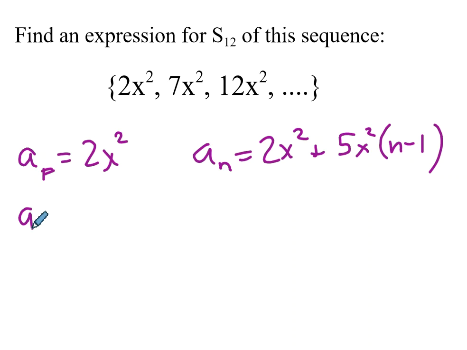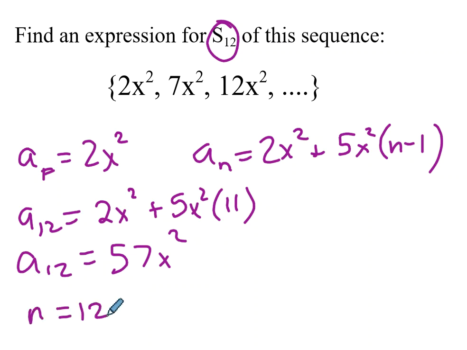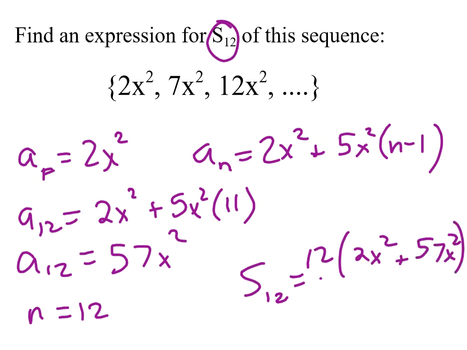And then I need my last term, which is going to be on the 12th term. That's going to be 2x squared plus 5x squared times 11. 12 minus 1 is 11. I have 55x squared plus another 2x squared, so 57x squared. And if I'm starting at the first term and going to the 12th term, that's going to be 12 terms in total. So when I do the sum of the first 12 terms, it's going to be 12 times AF plus AL over 2.